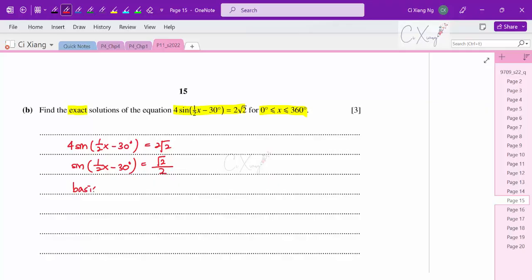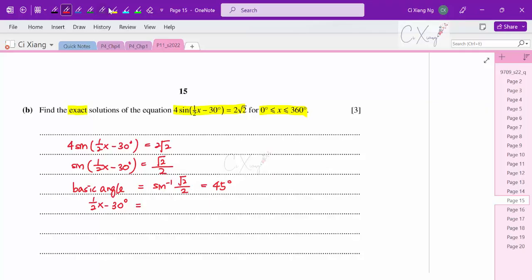So my basic angle is equal to sine inverse square root 2 over 2. For the basic angle that we get, it should be 45 degrees. Alright, and after that, we are looking for the answers for quadrants with sine inverse square root 2 over 2. So for the half x minus 30, we are going to find the x later. So now we are going to find this whole angle first. For this whole angle, we have basic angle 45 degrees.